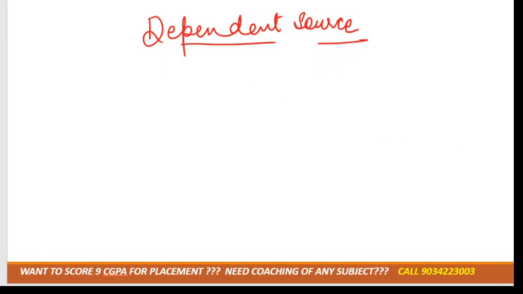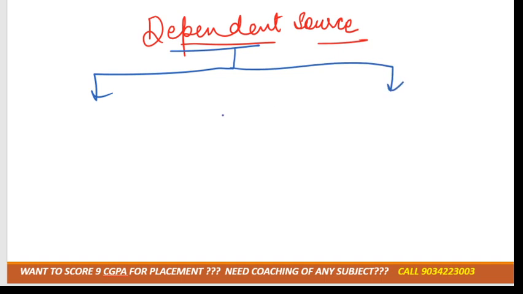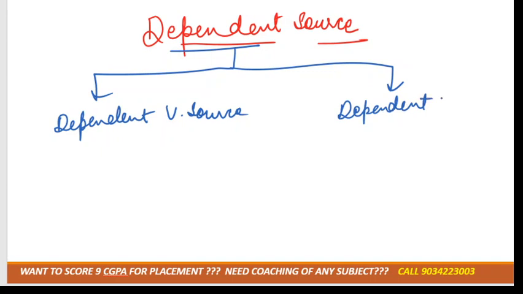Today we'd like to study the dependent source. Dependent source is further divided into two categories. One is the dependent voltage source, and another one is the dependent current source. The dependent source symbol is a diamond shape symbol, like this, right?